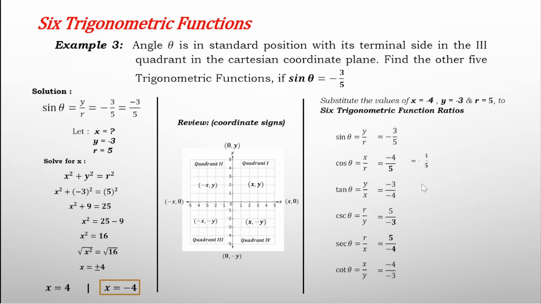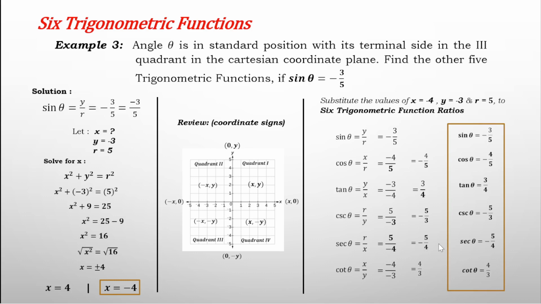As we simplify, negative 4 divided by 5 is equal to negative 4/5. Negative 3 divided by negative 4 is equal to 3/4. 5 divided by negative 3 is equal to negative 5/3. 5 divided by negative 4 is equal to negative 5/4. And negative 4 divided by negative 3 is equal to 4/3.